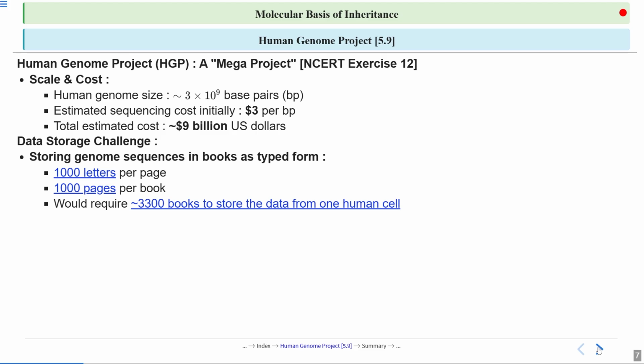Just imagine that we need approximately 33,000 books to store the data from only one human cell, and in each book there will be 1,000 pages, and on each page there will be 1,000 letters. And that is only for one human cell.